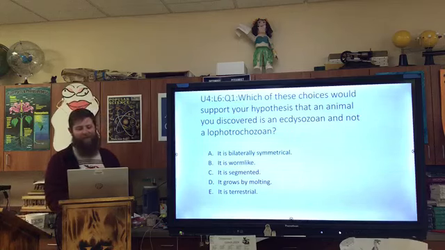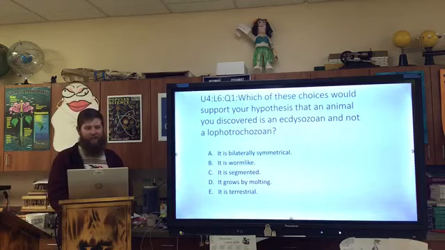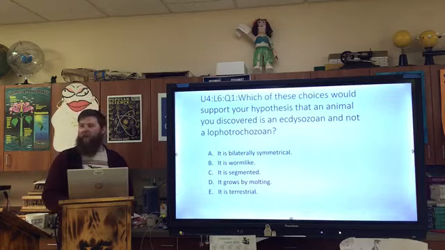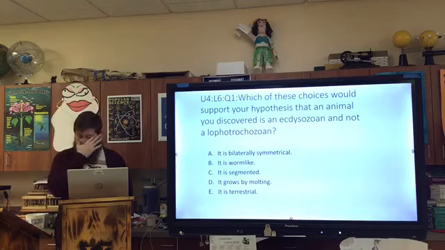All right, what do we got? We'll start in the alphabet. We got D. D is correct. Yes, that they grow by molting, because only which group does that? Of these two, the ecdysozoans do. So that would let you know which one was which.